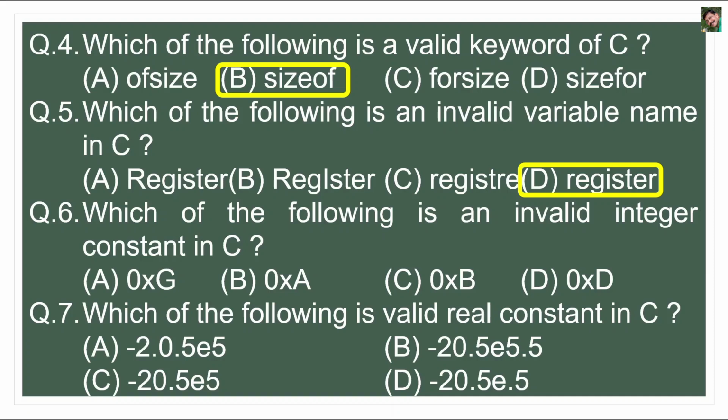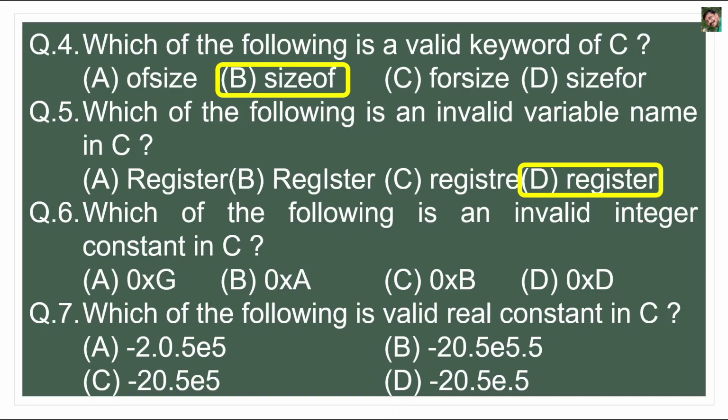The rest we can use. The first option is with capital R, the second option is with capital R and capital I, and in the third option, the spelling itself is wrong for register. So the first 3 can be used as a variable name, but option D cannot be used as a variable name because it has some special meaning in C program.